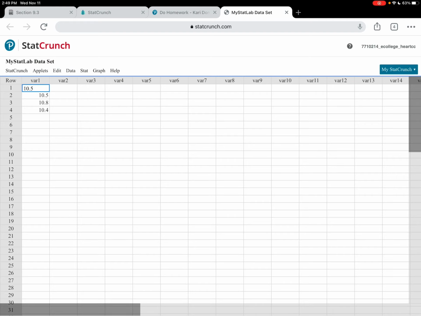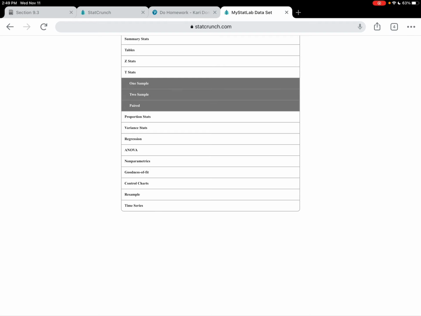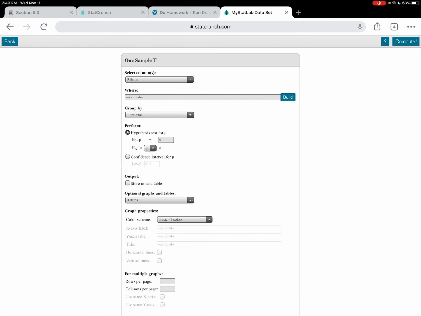and then follow your steps, if you go to Stat and then go to your T-stats, because we are doing means, and this is one sample. At this junction, choose with data instead of with summary. We don't have that summary information given to us, but we do have a list of all of the data values. If you choose with data, notice you don't need to give it all of that information.